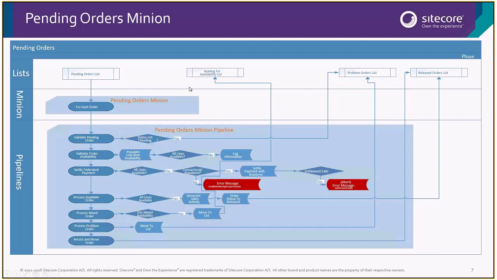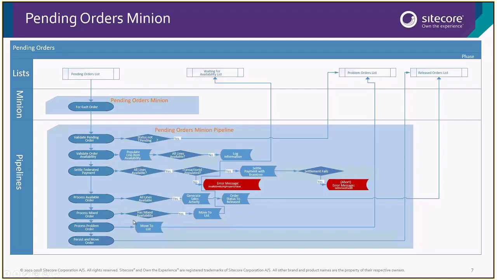If we detect that it is a mixed order and it has mixed availability, then we immediately move it to the waiting availabilities list and take it off the pending orders list. This means the pending orders minion no longer cares about that order, and there's a separate waiting for availability minion who now has responsibility for making sure that order doesn't get forgotten. And he'll walk through all the orders in his list, and he'll move things back into this pending orders list when he believes that they're available.